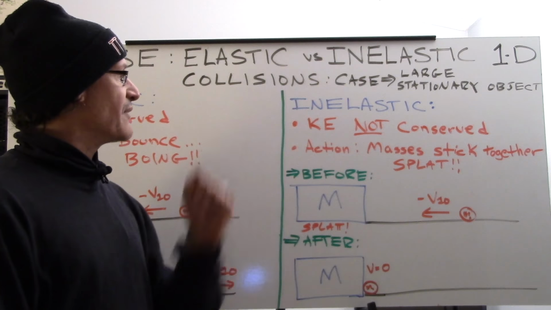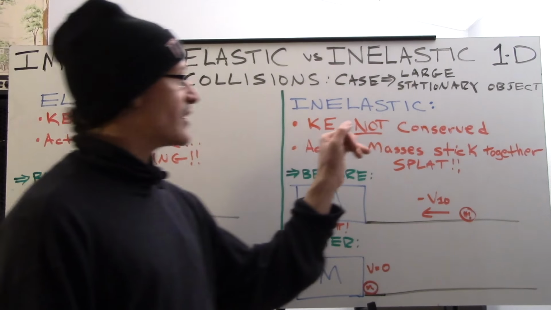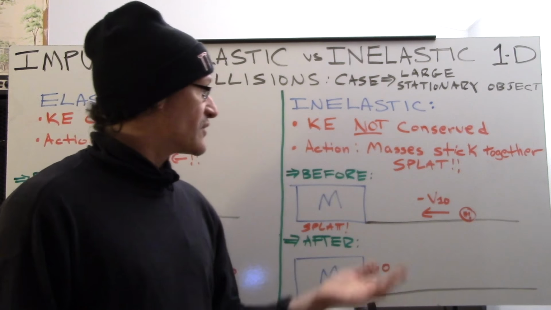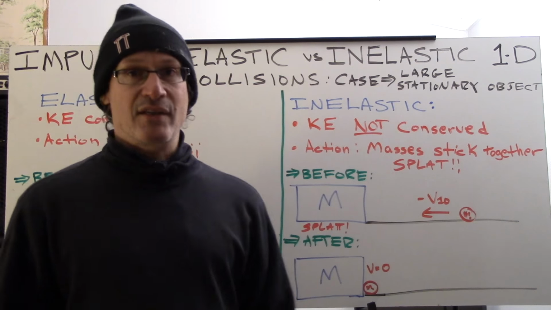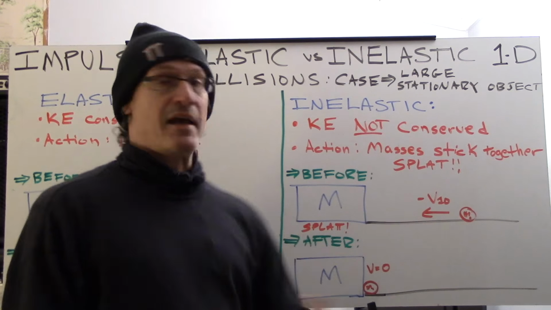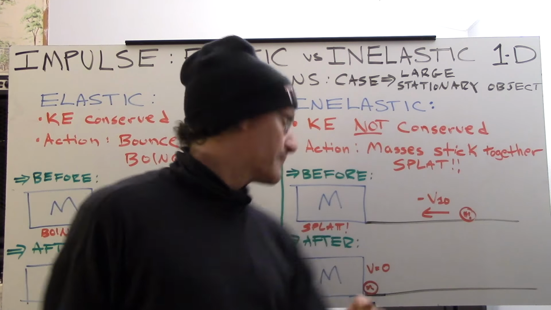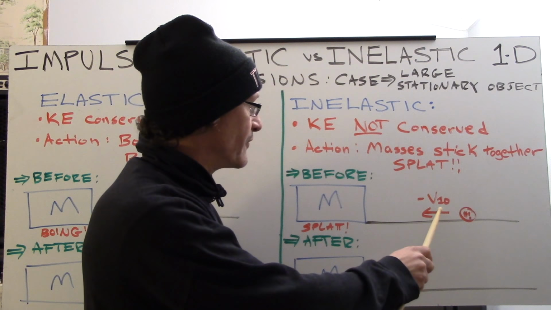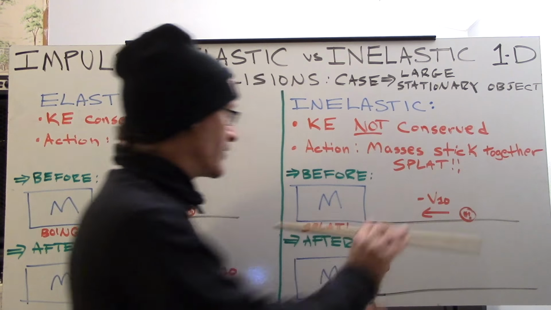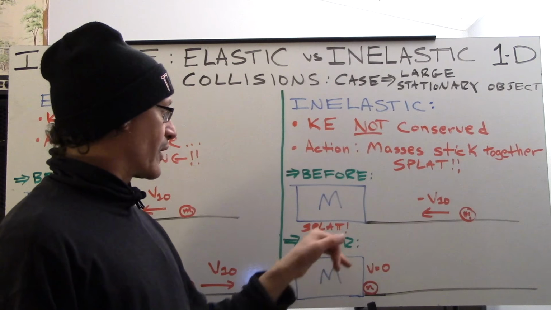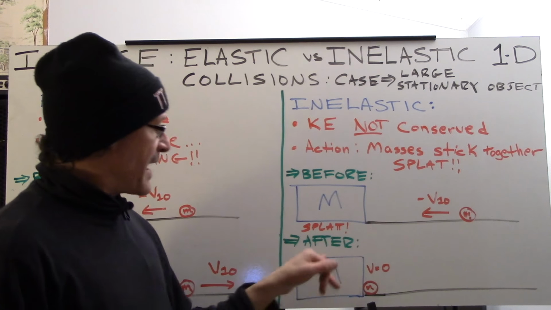On the other side, we have the inelastic collision, where kinetic energy is not conserved. The action is a splat. It's where the masses stick together, so M1 will come in at big M, this virtually immovable object, and go splat right here. So we have v1 naught in the negative direction. M1 comes towards the object in the before, and then the during is splat afterwards.